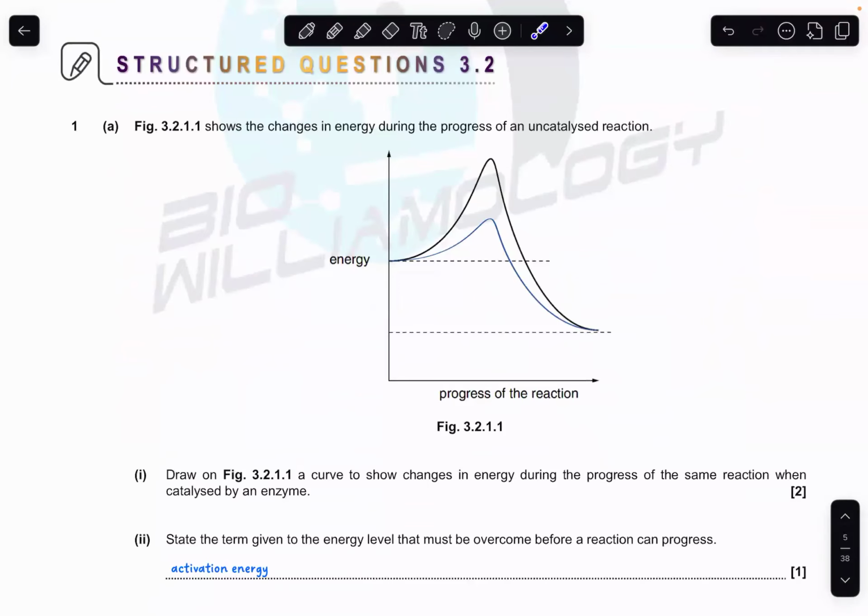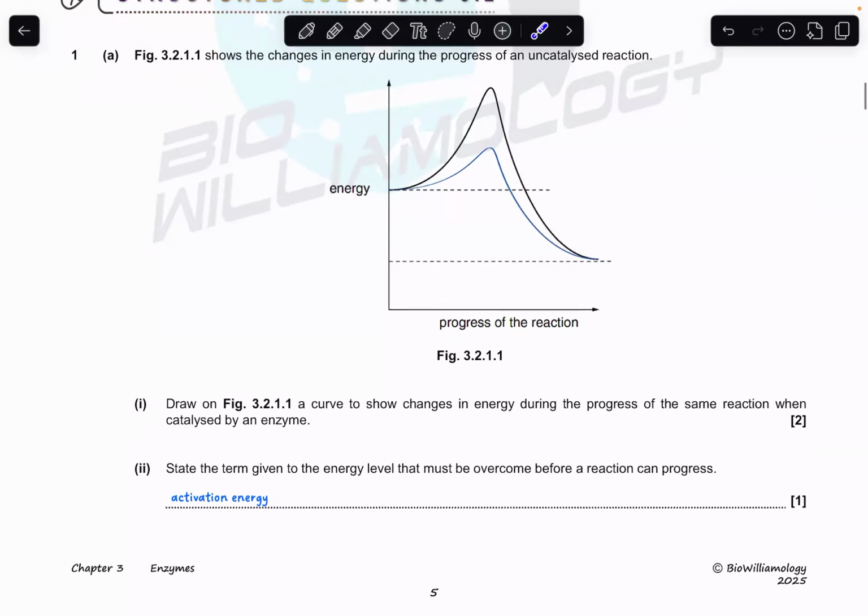In this case, draw on figure 3.2.1.1 a curve to show changes in energy during the progress of the same reaction when catalyzed by the enzyme. When catalyzed by the enzyme, you can see the decrease in the activation energy, but the initial energy level and the final energy level will be the same. There's no change in the energy. State a term given to the energy level that must be overcome before a reaction can progress. The answer is activation energy.